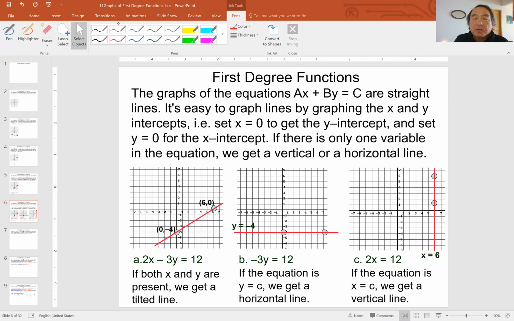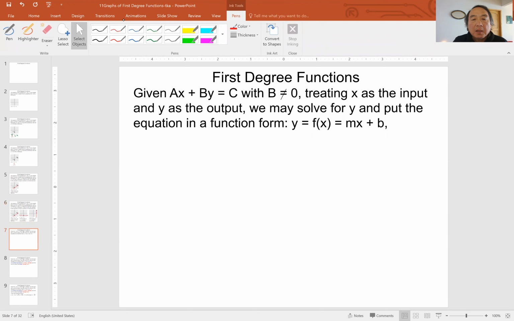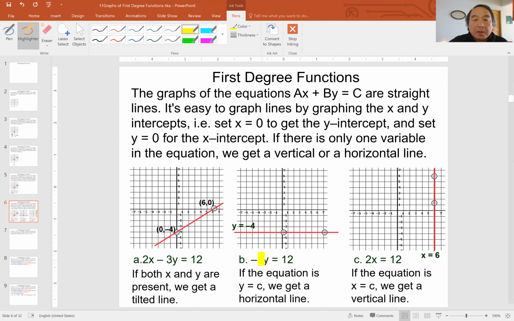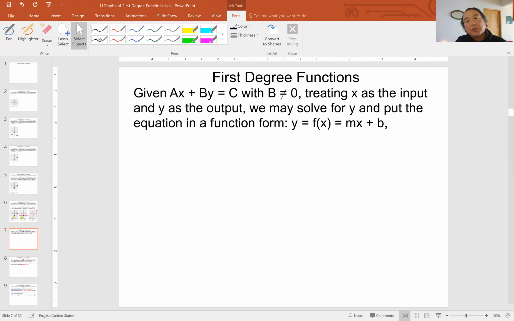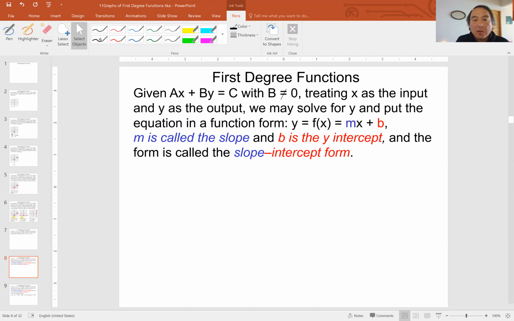Two special cases are when the x or the y is missing. I get a horizontal line for y equal to something, and a vertical line for x equal to something. In these two cases, we solve for y. If I solve for y, then I can put this into a function form, where x is treated as the input and y as the output. This form is called the slope-intercept form.